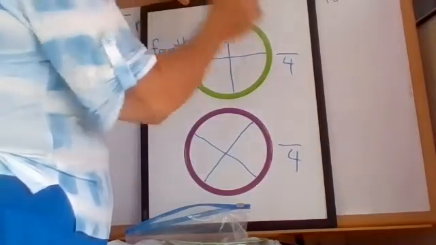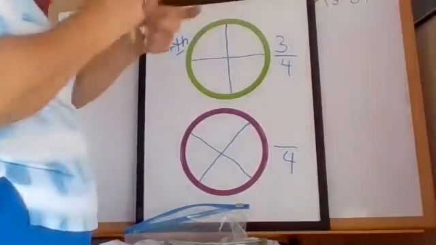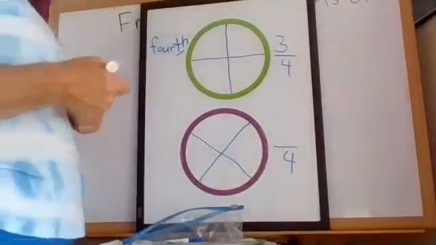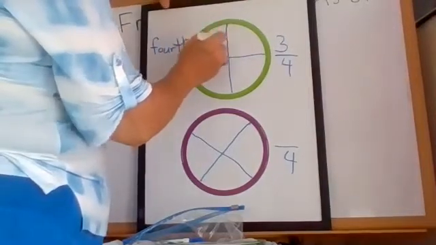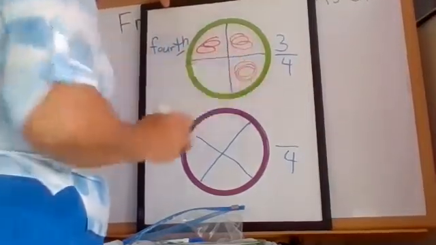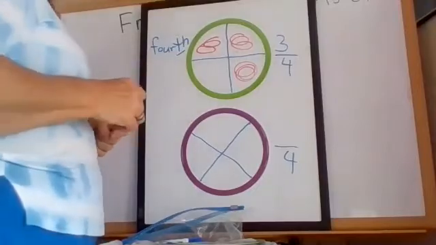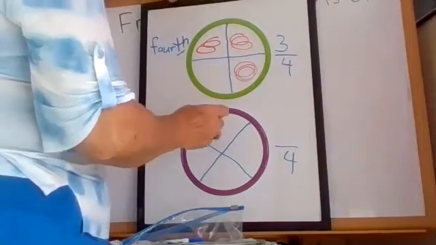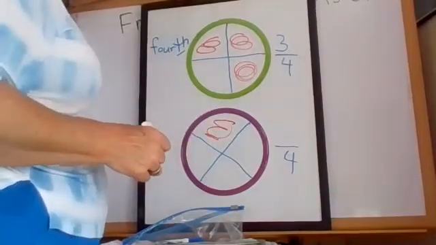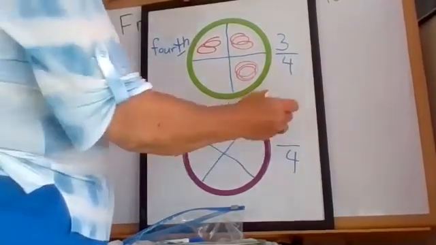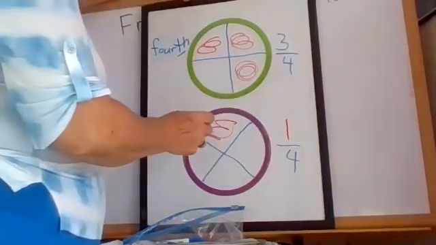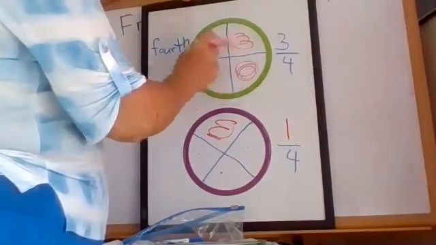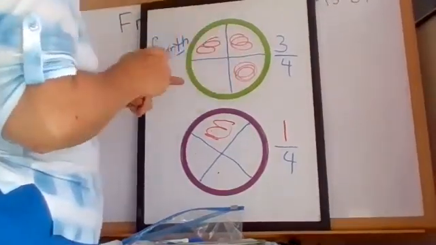If I want to say that I ate 3/4 of my pizza, how many pieces did I eat? You are correct. 3. Let's see. 1, 2, 3. I ate 3/4 of my pizza. Out of this pizza, I wasn't so hungry. I only ate 1. What would the fraction for that be? Yes, 1/4, because 1 out of 4 were eaten. Here it's 3/4. 3 out of 1, 2, 3, 4. 3 out of 4 were eaten.